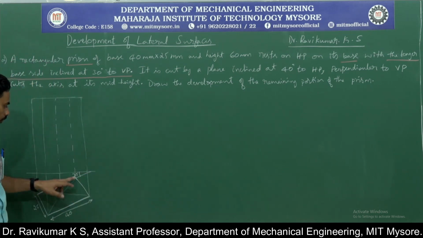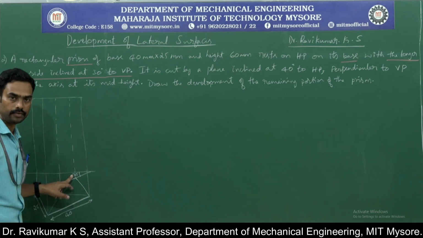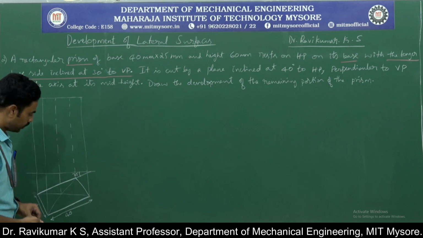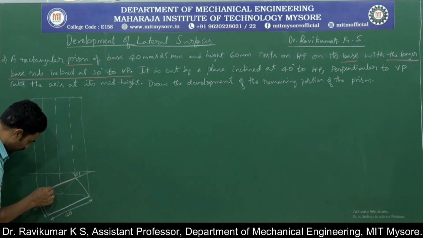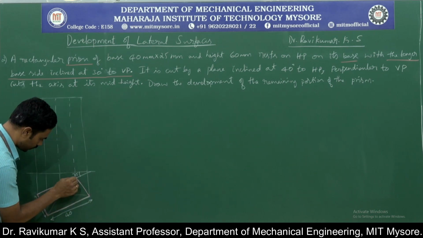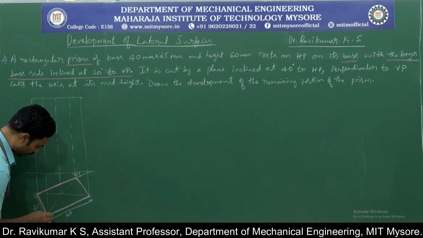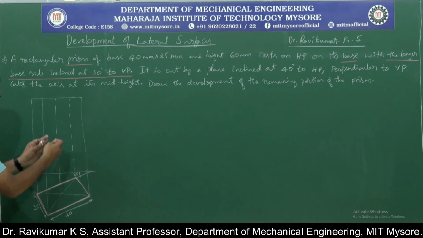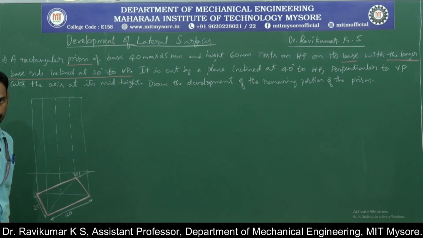So while writing the top view, this is the 30-degree line. So with the help of the 30-degree line, I have constructed the rectangular prism. So this is the top view of the rectangular prism. Top view. Now to write the front view, I need to get the projectors from each of the points.